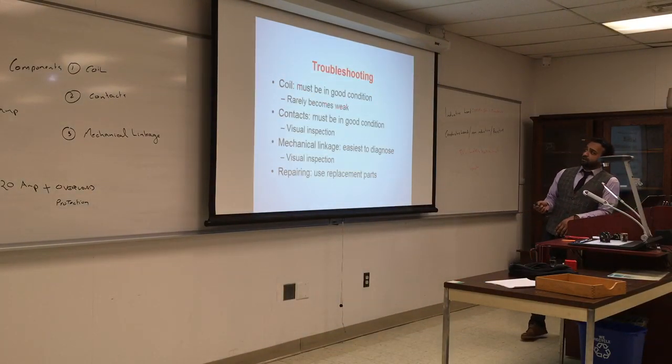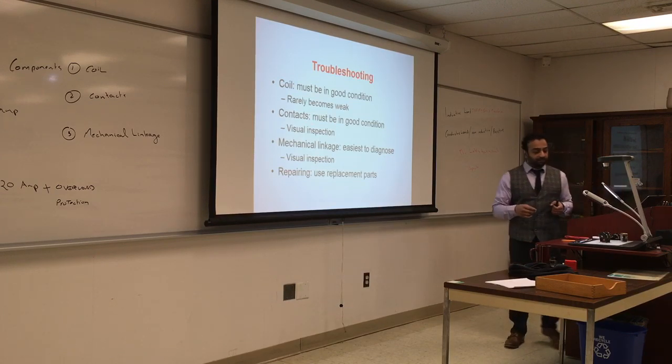The coil must be in good condition. It hardly ever becomes weak. Why would it become weak? The insulation in the wires gets worn out, and two wires become one wire, and that will change the magnetic field around it. Contacts must be in good condition, visually inspected.